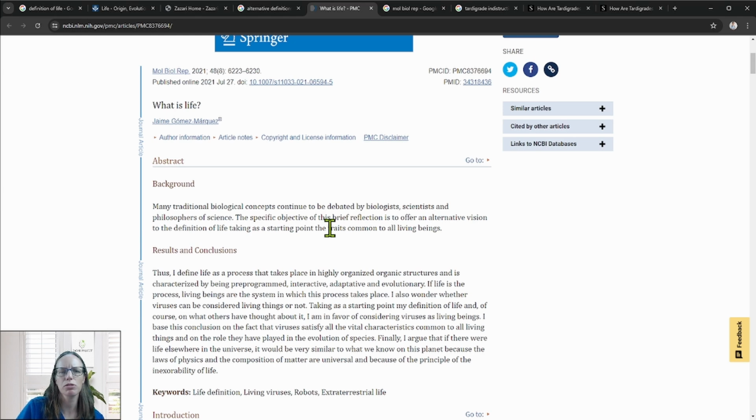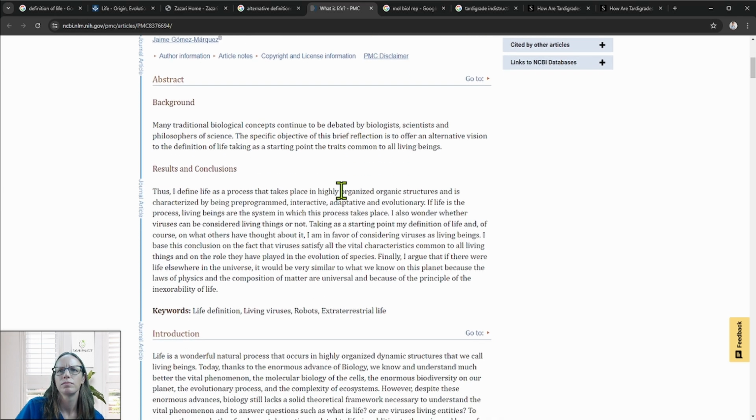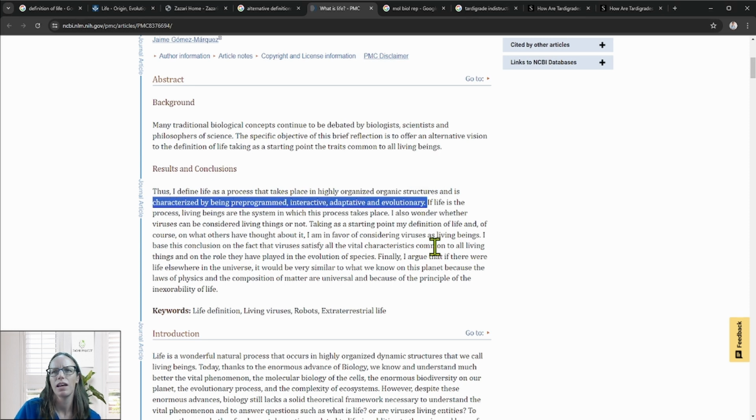So again, we're at the same starting point as the previous definition. These systems are highly organized organic structures and are characterized by being pre-programmed, interactive, adaptive, and evolutionary. These again are describing the effects of living systems, but the one I'm most interested in is pre-programmed. What an interesting word. Who or what did the programming?